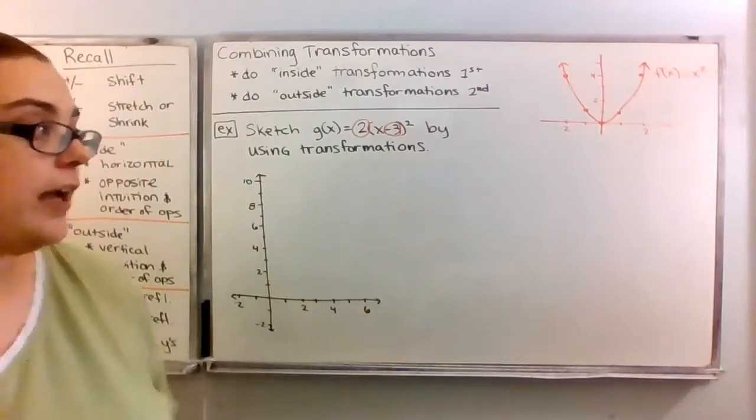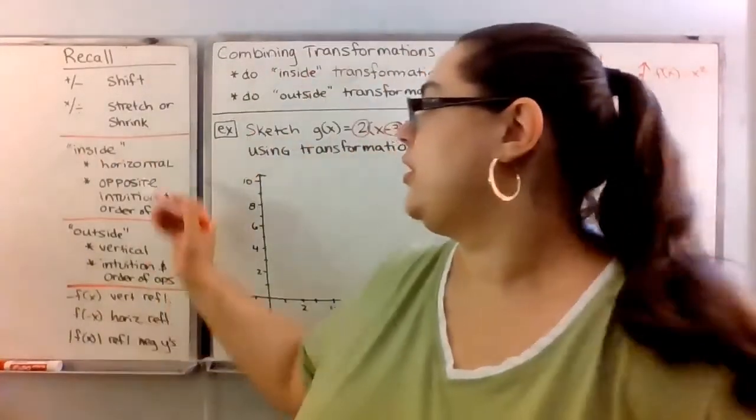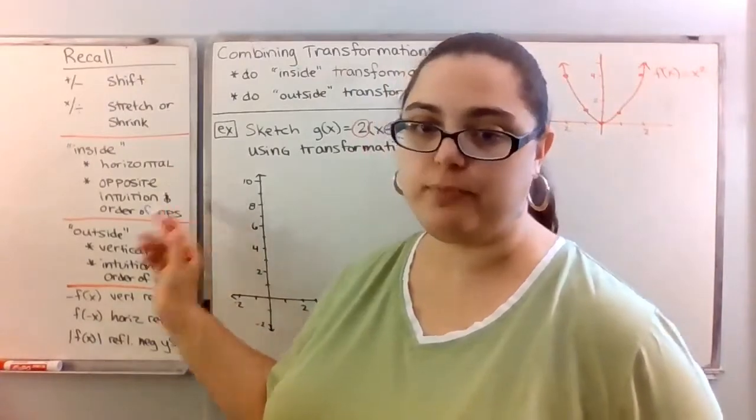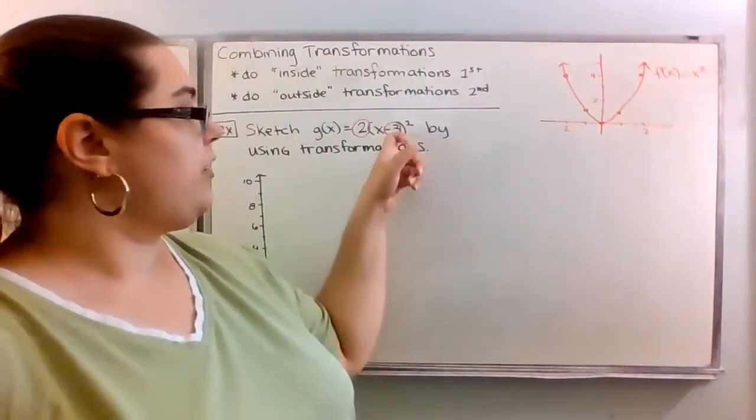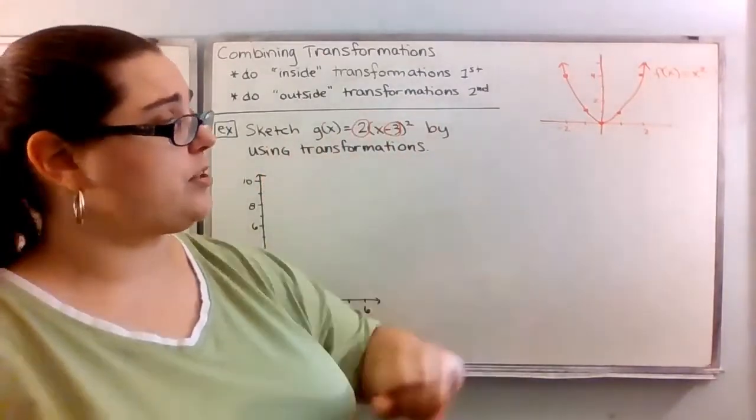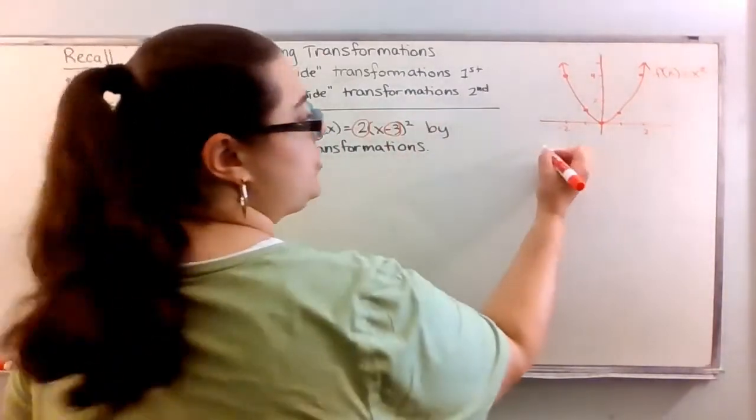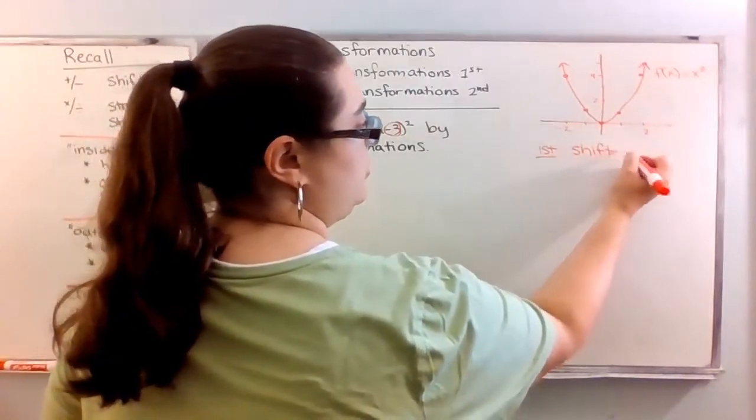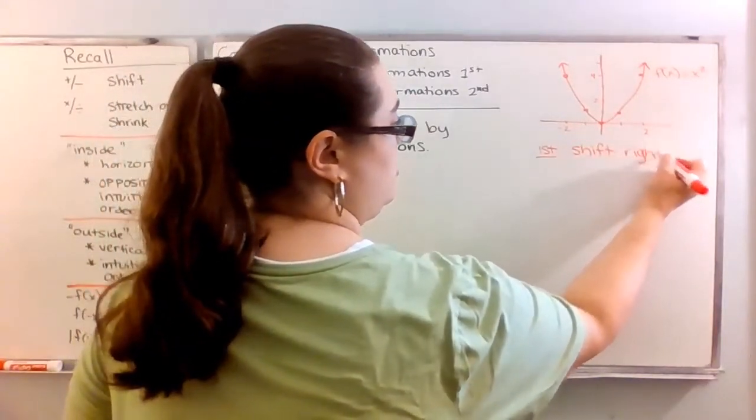So inside refers to horizontal changes and it works the opposite of your intuition. So subtracting 3, my intuition's telling me that means it's going to go to the left, which means it goes to the right. So first, we're going to shift right by 3.